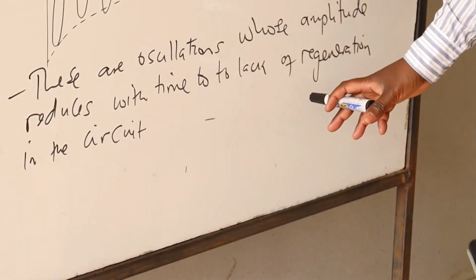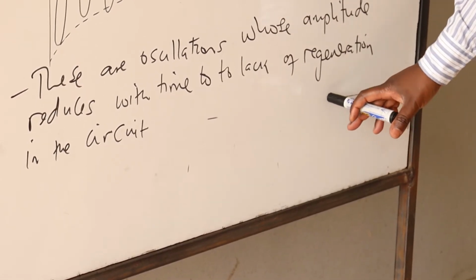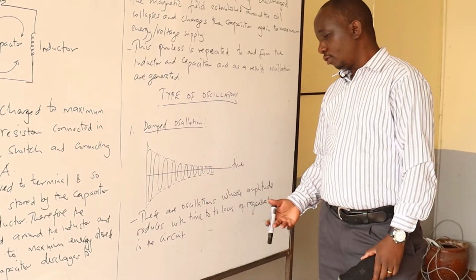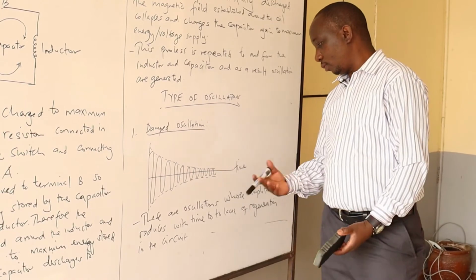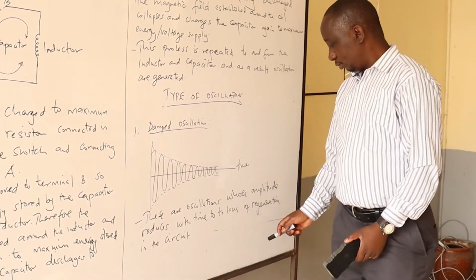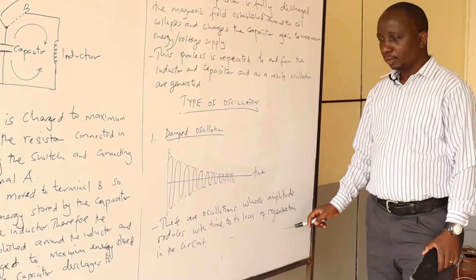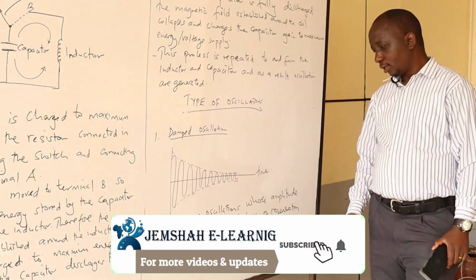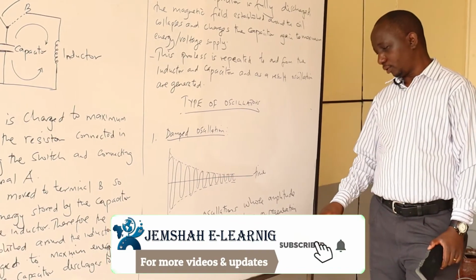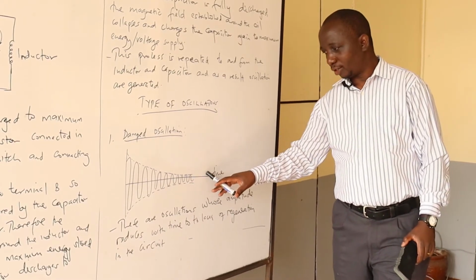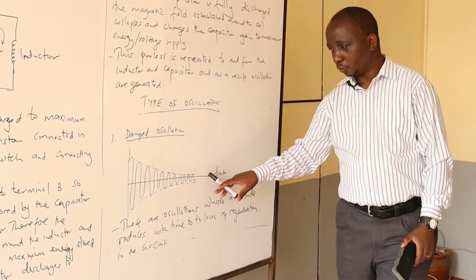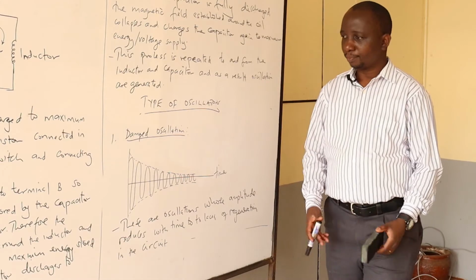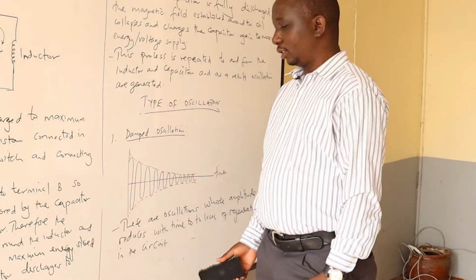Regeneration is when circuits are able to create more energy so that the oscillations are maintained with the amplitude, or they grow with time. But because we lack this, we end up having a dying amplitude, or dying oscillations. And that's why as time increases, this oscillation will cease totally to be zero. So this explains what is referred to as a damped oscillation. Another type that we're going to discuss is undamped oscillation.